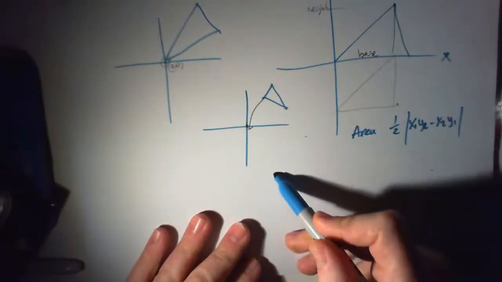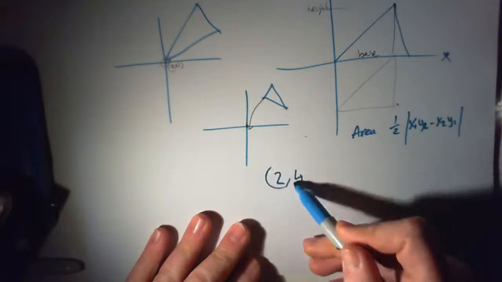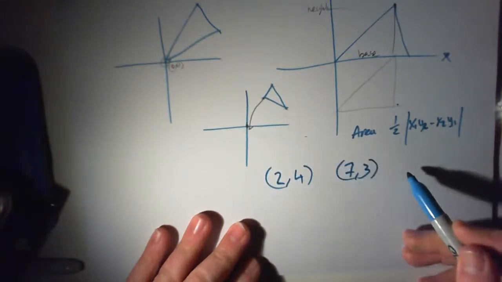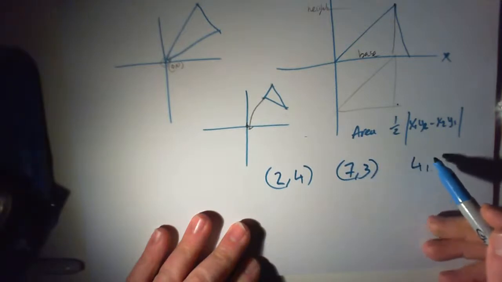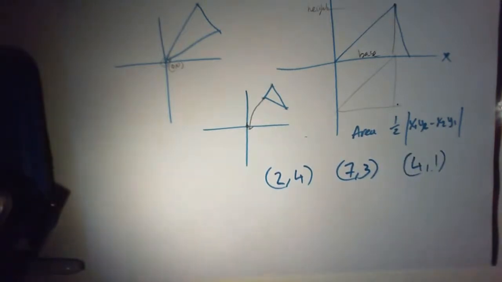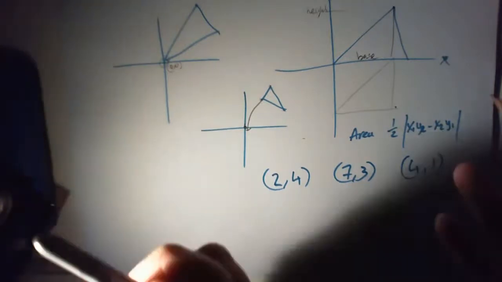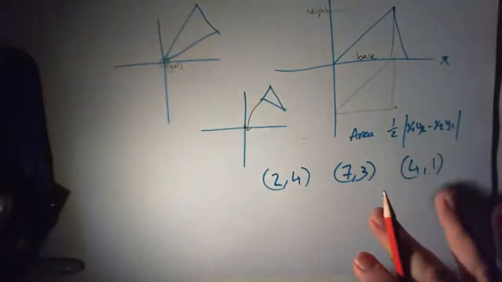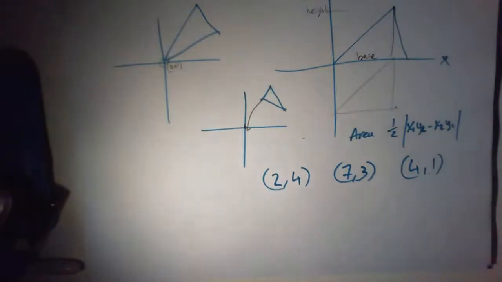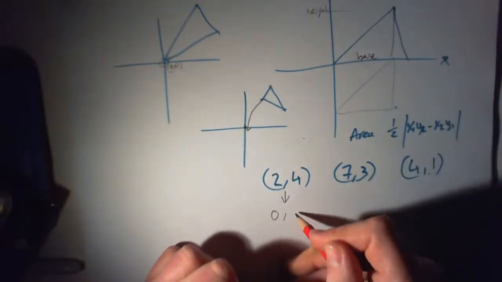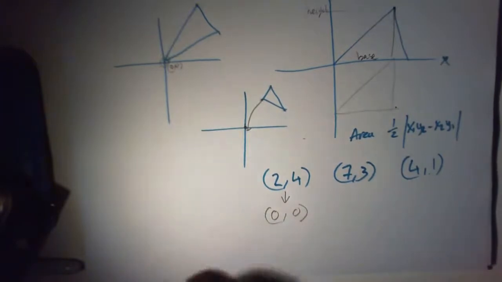Let's say you have a triangle, and these are the coordinates of the three corners. Let's say 4, 1. Now, in order to use this formula, we need to have only two coordinates. So pick one. It doesn't make a difference which one you pick, the one on the left or the one on the right. What you do is you force one of them to be 0, 0. That's it. You just force it. It's as simple as that.